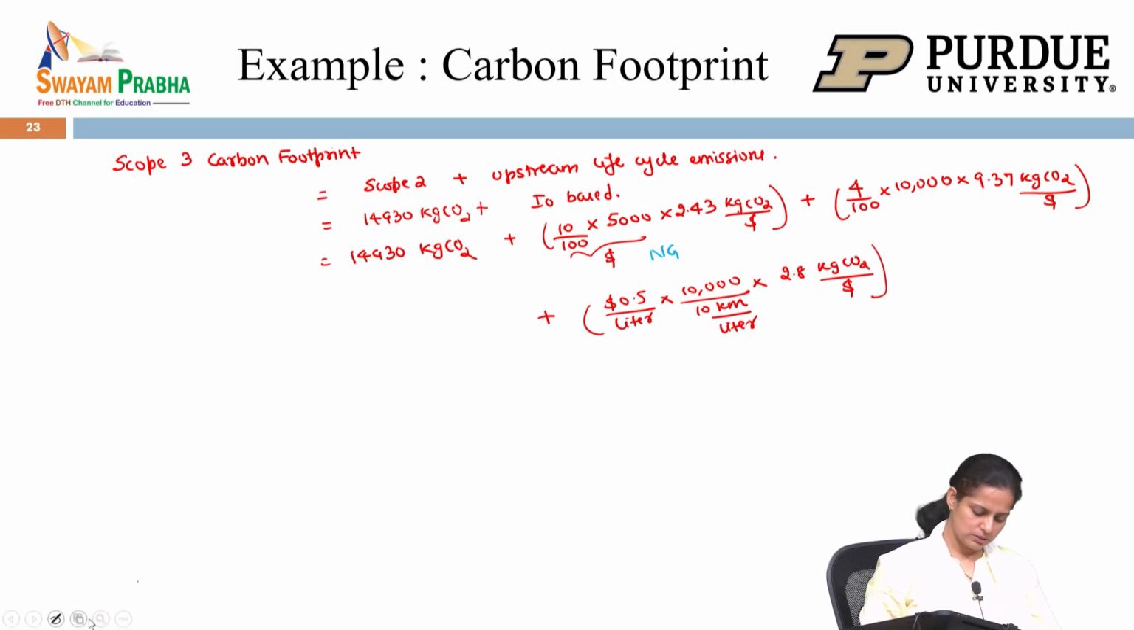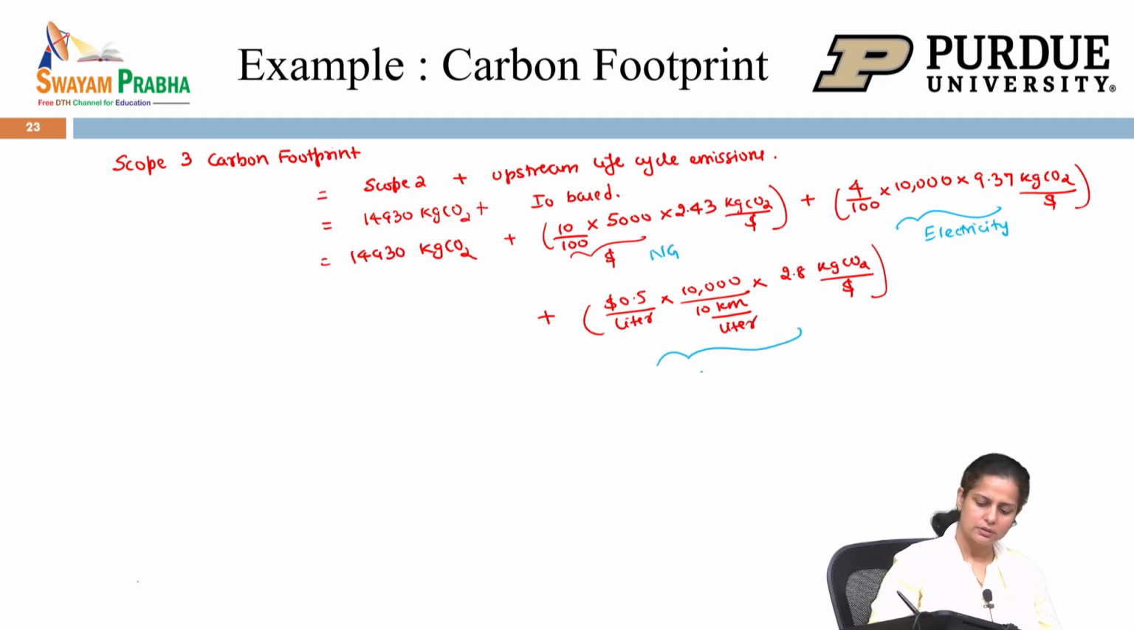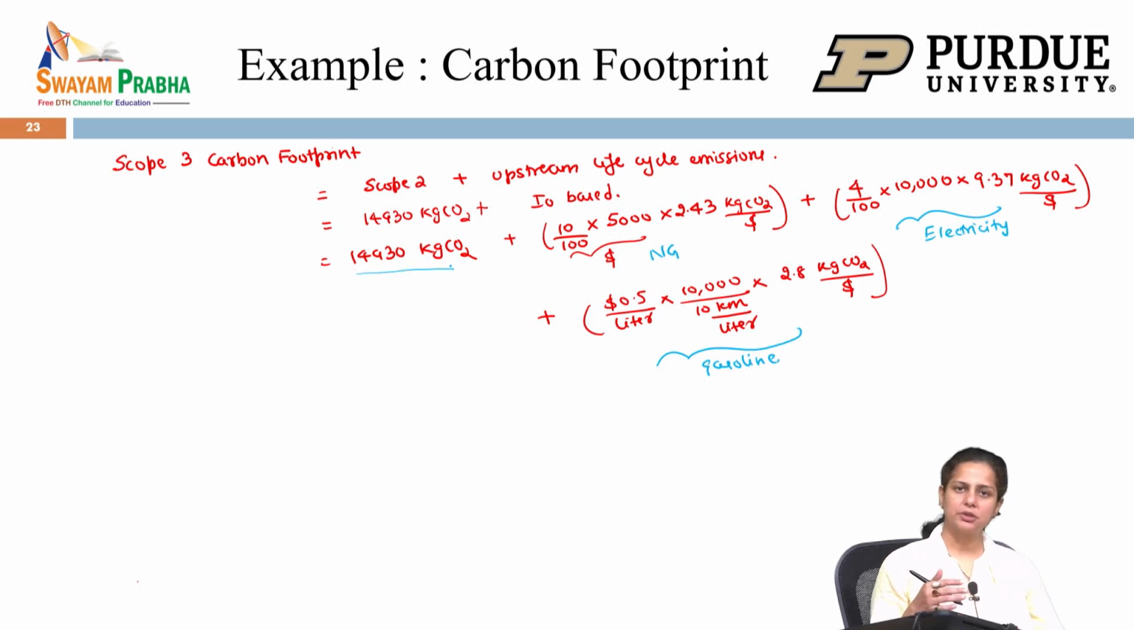So, in this case this one is the electricity contribution and this is the gasoline contribution. So, remember that this portion already has the direct emissions from gasoline combustion and the transportation and also the direct emissions due to the electricity. Now, this next part which we are calculating is the input output base. So, it is also calculating the upstream emissions from each of these processes.